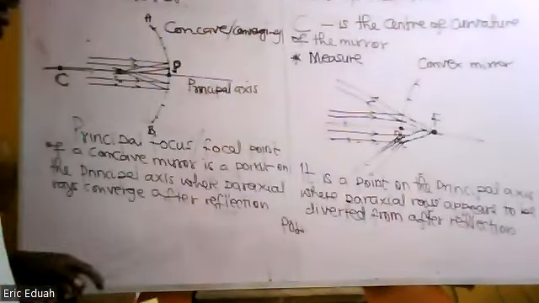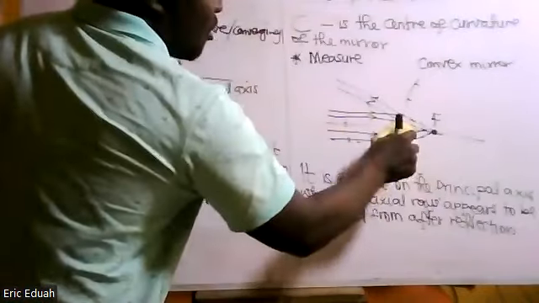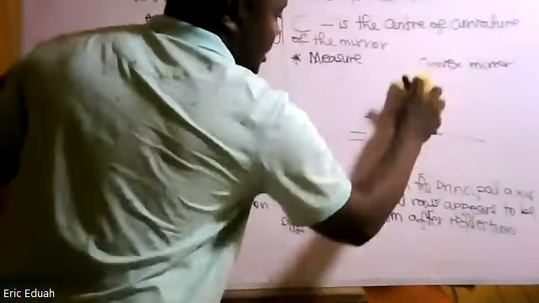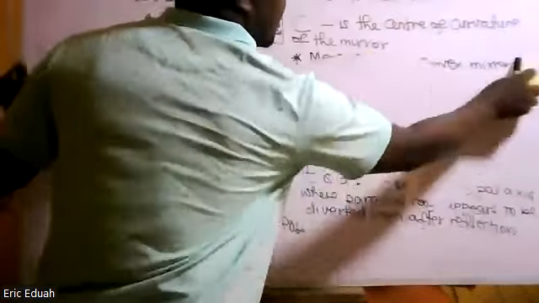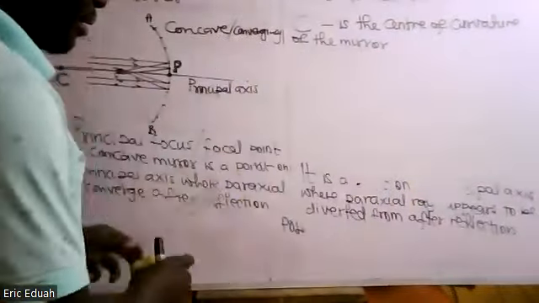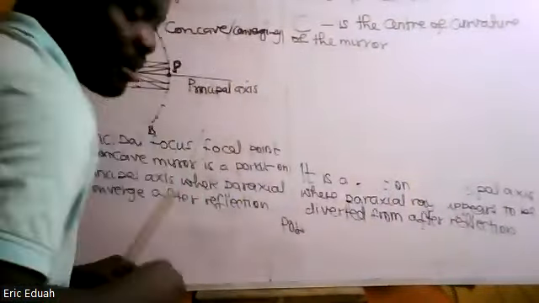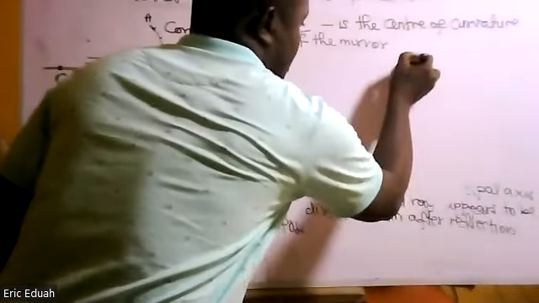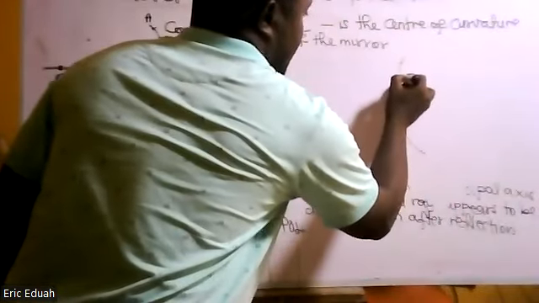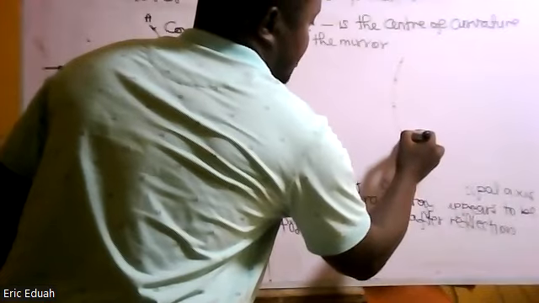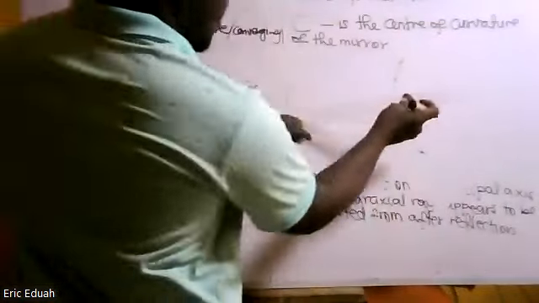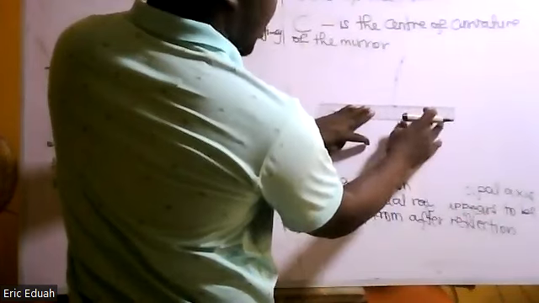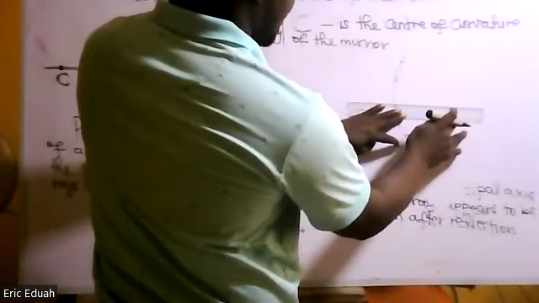Now, this is a convex mirror. Let me draw it again. A convex mirror. There's a coated surface. Let's draw a line to indicate the principal axis.